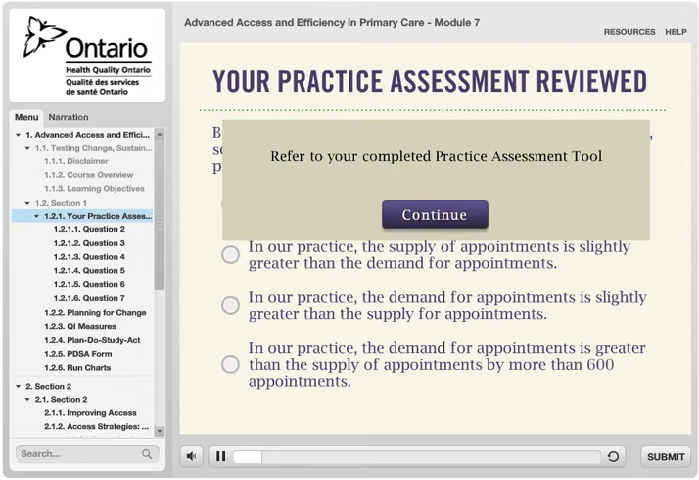In Module 3, you undertook an assessment of your practice to understand how your practice is currently functioning. You collected information on different measures relevant to access and efficiency. Refer to your completed practice assessment tool you filled in while completing Module 3 to refresh your memory of your key findings as you answer the following questions.